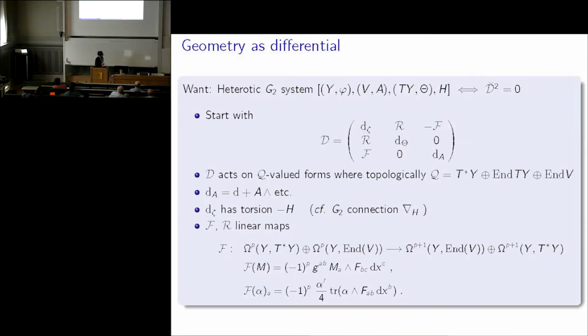And the operator that we will write down will look like this. So this acts on Q-valued forms, where topologically Q here is this direct sum of the cotangent space, the endomorphism bundle of the tangent bundle over Y, and V. So you should think of this as acting on a vector with elements coming from these 3 spaces. And D here contains various things that we recognize. So it contains D theta, which is this connection on the tangent space. It contains dA, which we have discussed before. Then it contains 2 linear maps, R and F, and it contains an exterior derivative D theta here.